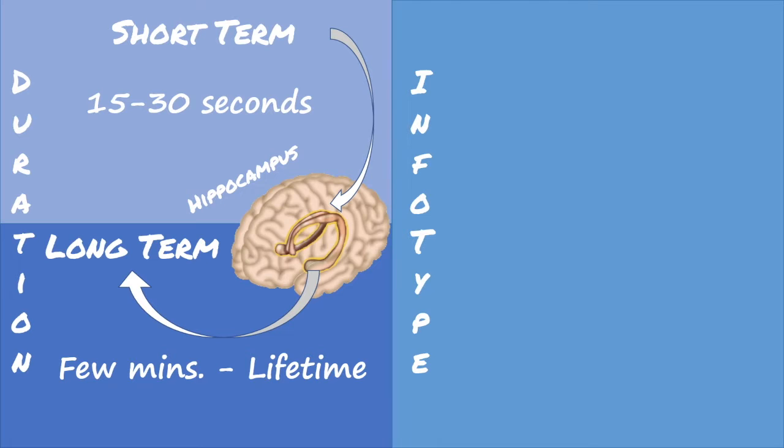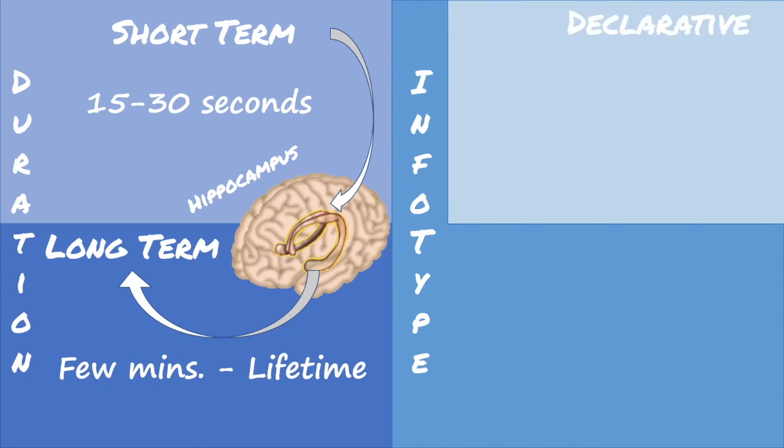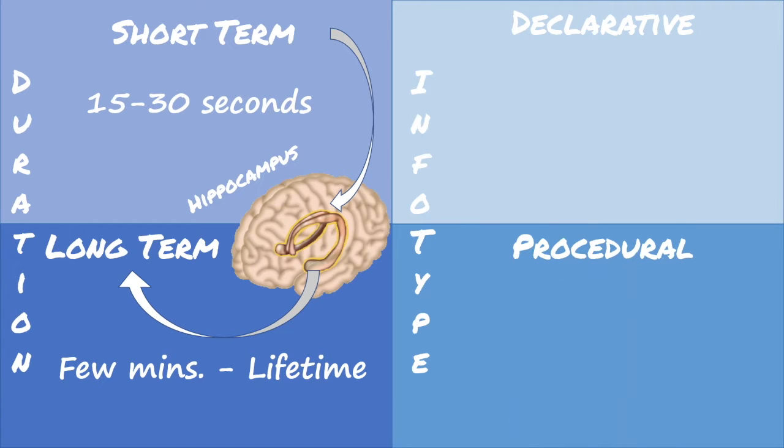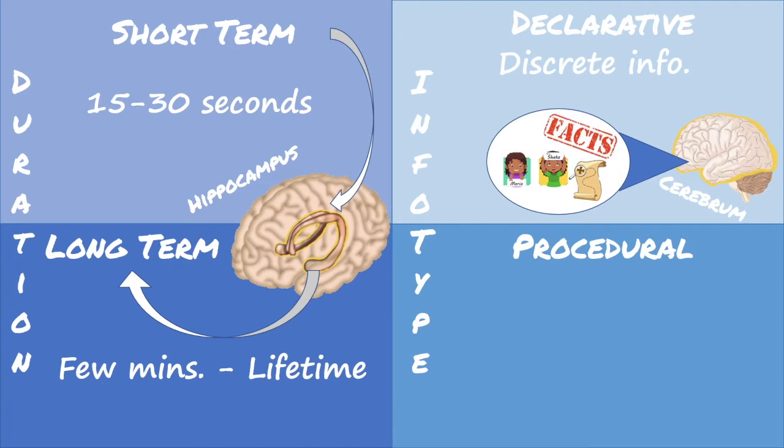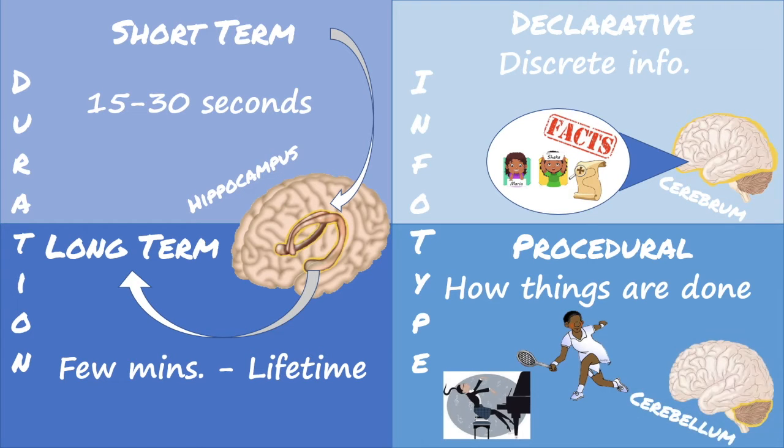When we look at categorizing memory by the type of information being stored, we can classify memory as either declarative memory or procedural memory. Declarative memory refers to the memory of discrete information, like specific facts, the locations of things, and the names of people, and is located in the cerebrum of the brain. Procedural memory refers to the memory of how to do things like play the piano or hit a tennis ball and is located in the cerebellum.